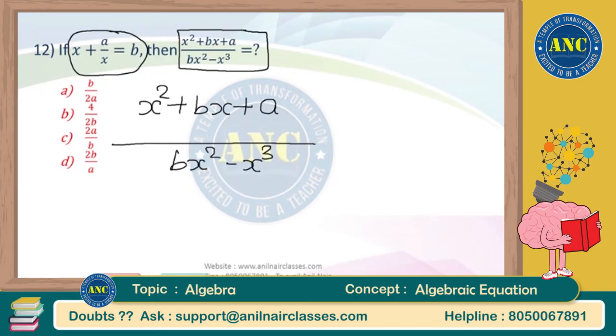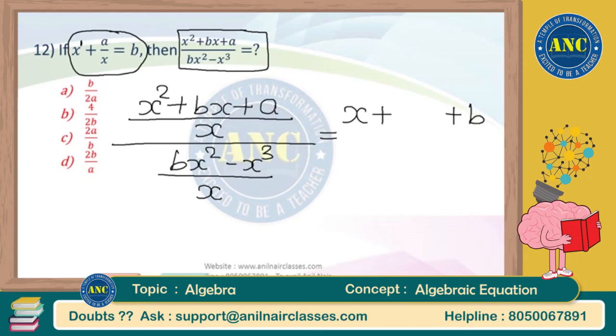Given condition is having degree 1. That means I should also make this asked condition degree 1. Divide numerator and denominator by x. It is difficult, sir? I don't think so. x square by x is x. bx by x is b. I will write this b at the end. Next, a divided by x, I will write it as it is.